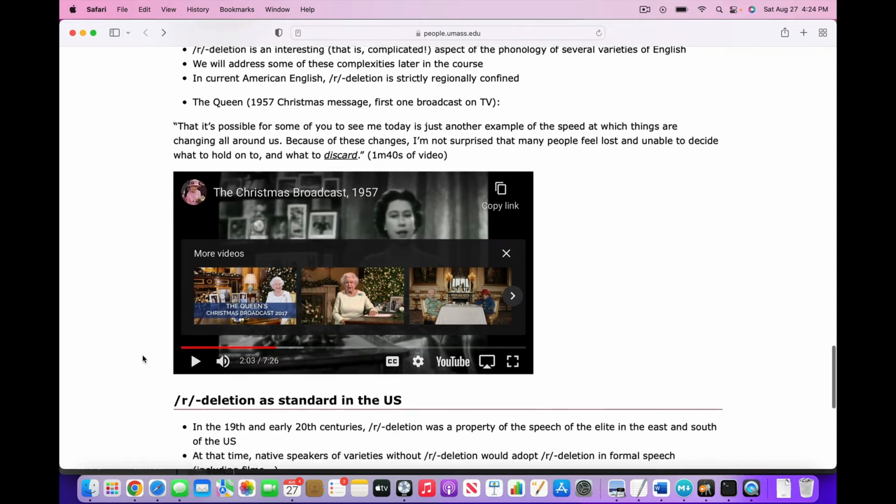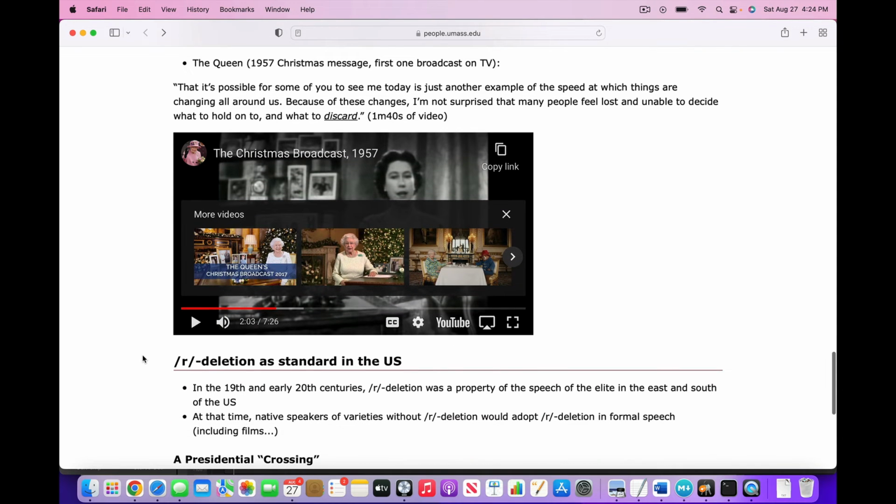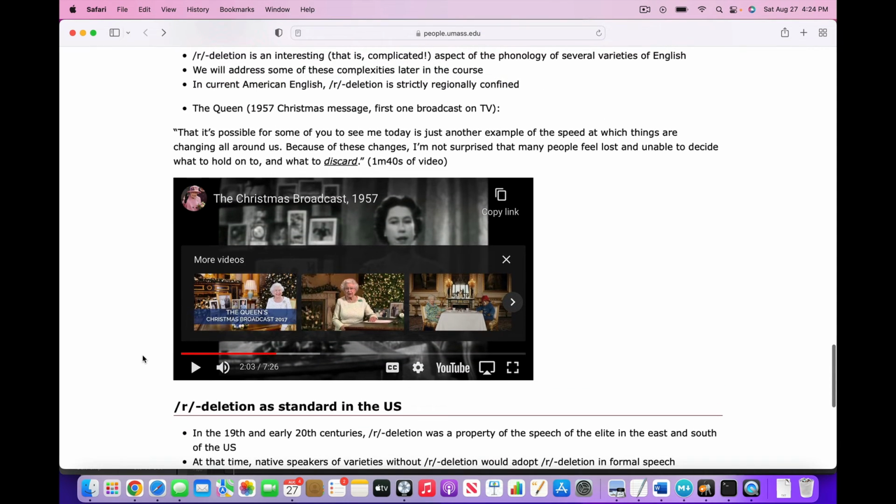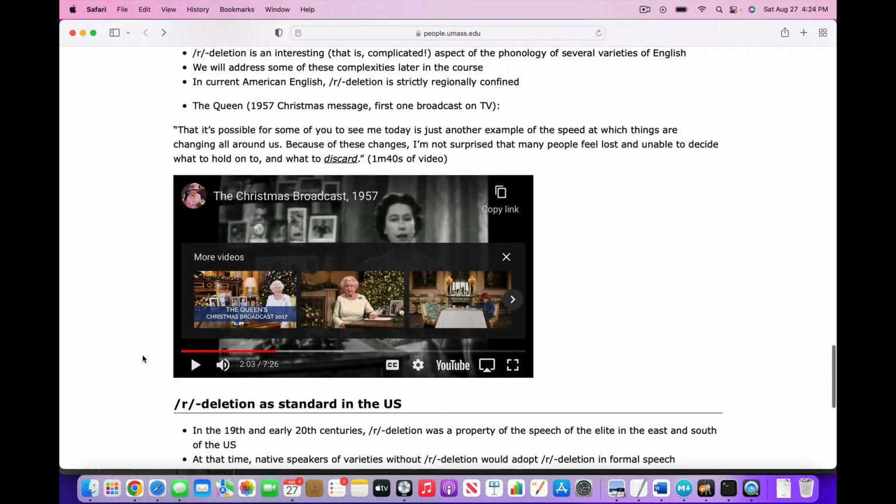So, discard, a clear example of R deletion. Now, clearly, the Queen's English is not a stigmatized variant of English. It's the most prestigious variety of English in the UK. And so the same feature, R deletion, is part of a stigmatized variety, as our discussion of Eastern Massachusetts English brought out. It's at least stigmatized in some contexts. It is also prestigious in another area.